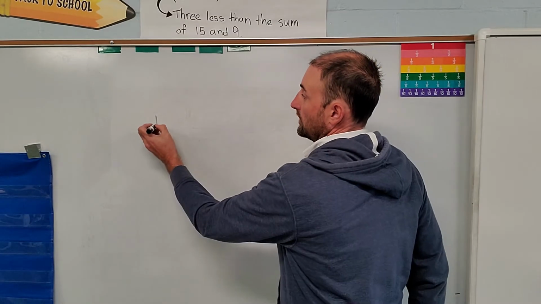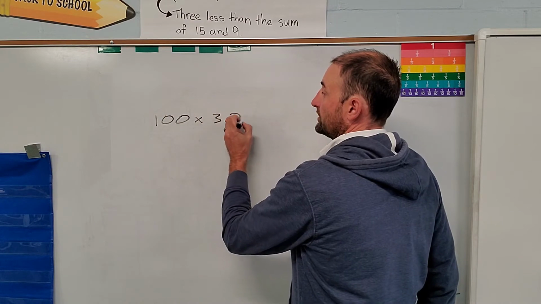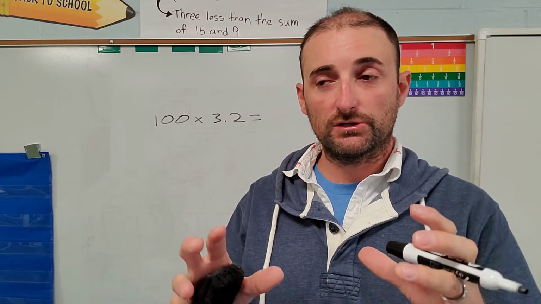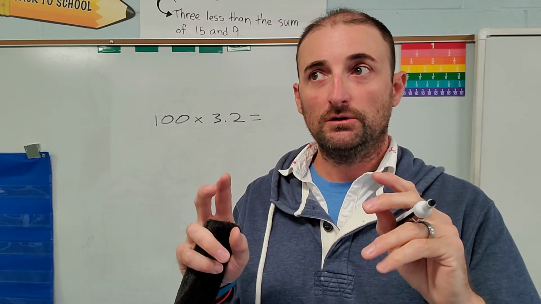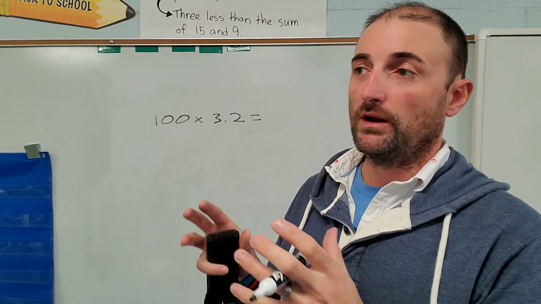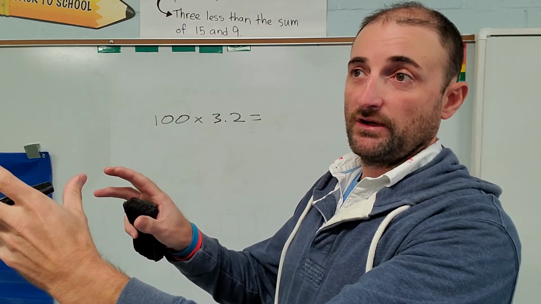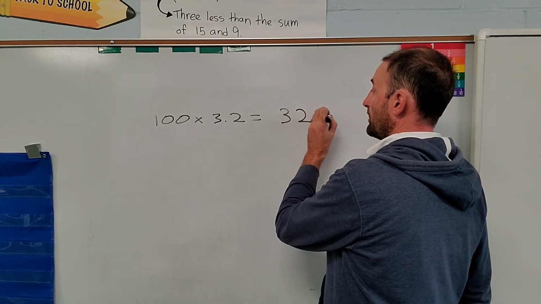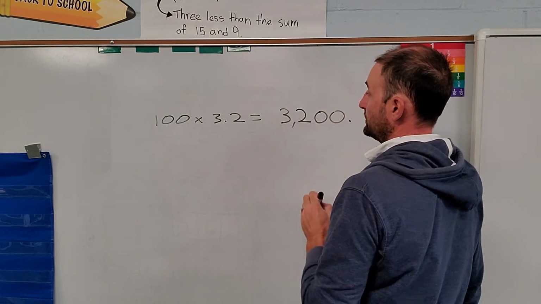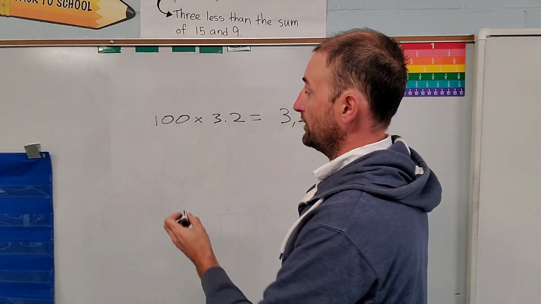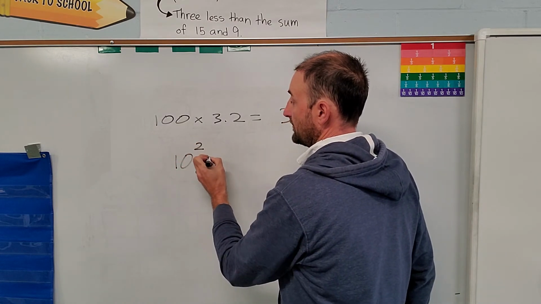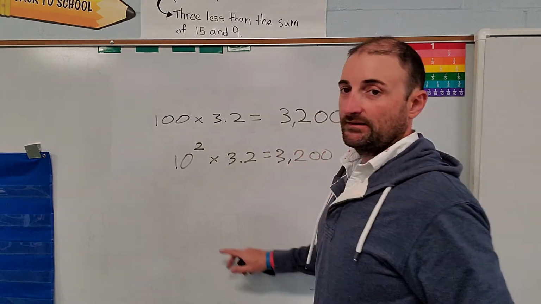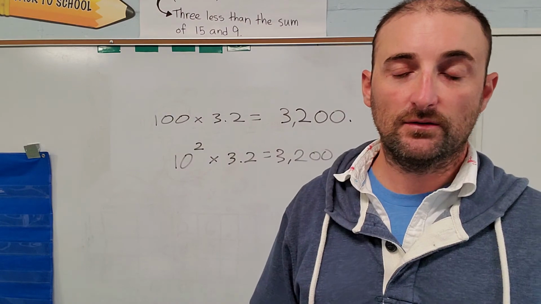If I asked you what 100 times 3.2 is, I think by now we all know that we're going to move the decimal because we're multiplying by 100. We could show this on our place value chart. We're going to move the decimal 2 places. Well, we're going to move the numbers 2 places to the left on our place value chart. So we would have 3,200. Now another way to show 100 times 3.2 is 10 to the second power times 3.2. That's the same. 10 to the second power is the same as 100.